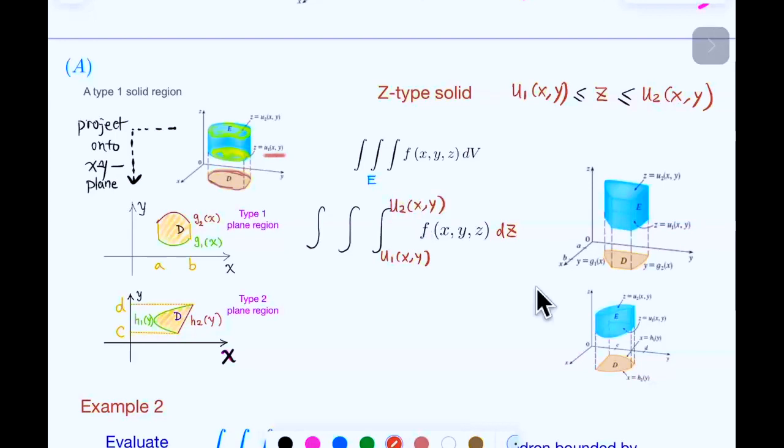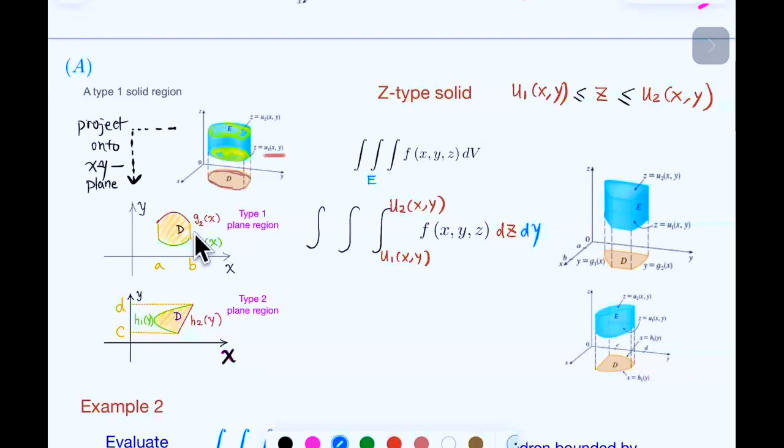Okay. Now, what will be next? This is the projection of this solid onto the xy plane, this region. It is a type 1 region. So now we get to this region. Integrate with respect to what first? Y first. Yes. Okay, so we're going to do dy.